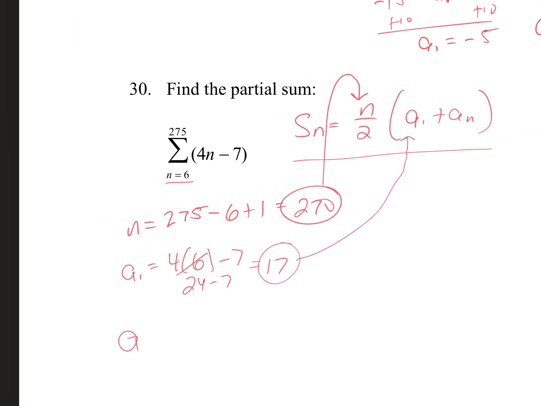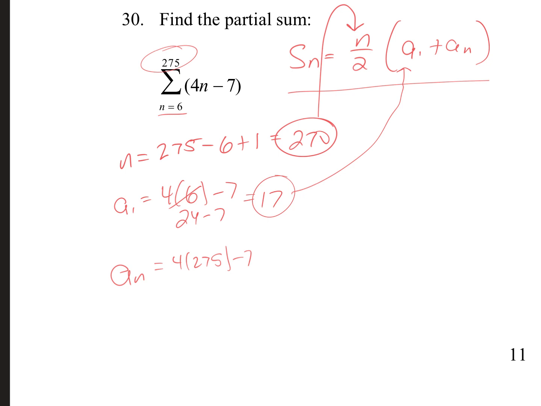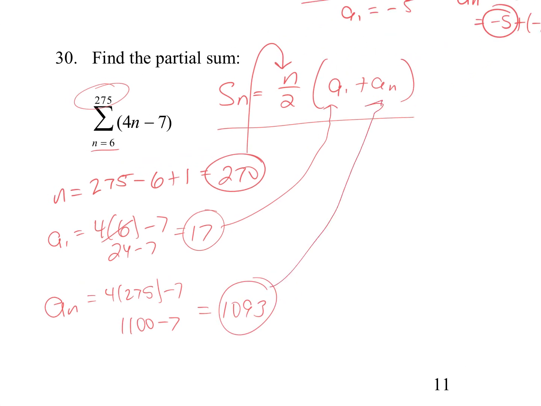And then to find the last term, what number do you plug in? 275. So 4 times 275 minus 7. What's 4 times 275? 1100 minus 7 gives you 1093. Okay, that goes right there. So once you have all that information, you just throw it in the formula. So it's 270 over 2, times 17 plus 1093. So what's 17 plus 1093?